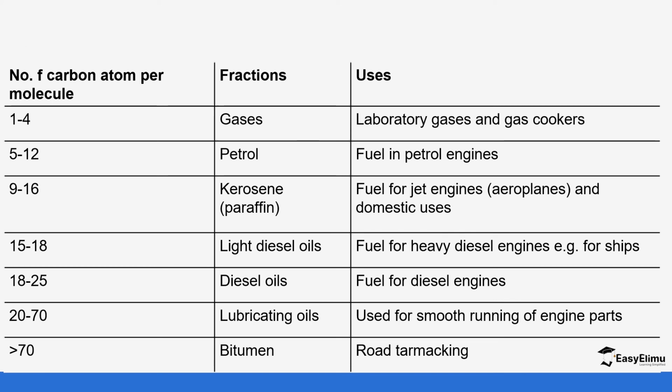It is also important to note some of the uses of these fractions. At the bottom of the column, we have bitumen. Bitumen is used in road tarmacking. Between 20 and 70, we have lubricating oils that are used for smooth running of engine parts. Then we have 18 to 25, the diesel oils that are used for diesel engines. We have light diesel oils that have carbon number 15 to 18 that are used for heavy diesel engines, especially ships. And then we have 10 to 16, that is kerosene, which is used for jet engines and also for domestic uses.